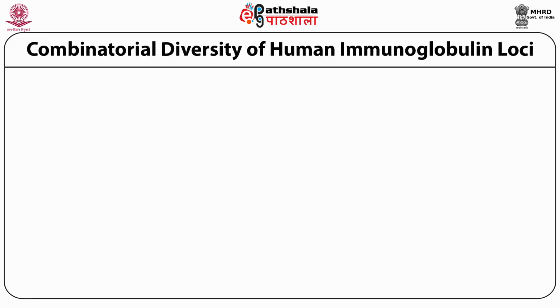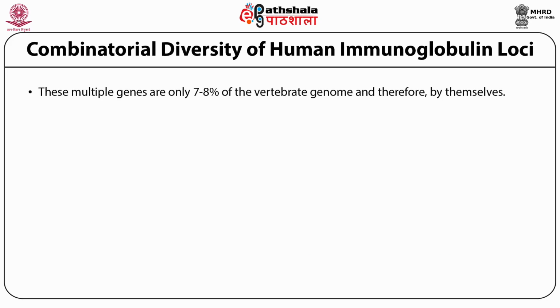So far, we have discussed that immune loci are composed of multiple genes. But these multiple genes are only 7 to 8% of the vertebrate genome, and therefore, by themselves, they are not enough to encode the vast repertoire of antigen specificity that is actually found in our lymphocytes. So, how is the immune system generating so many antigen specificities?